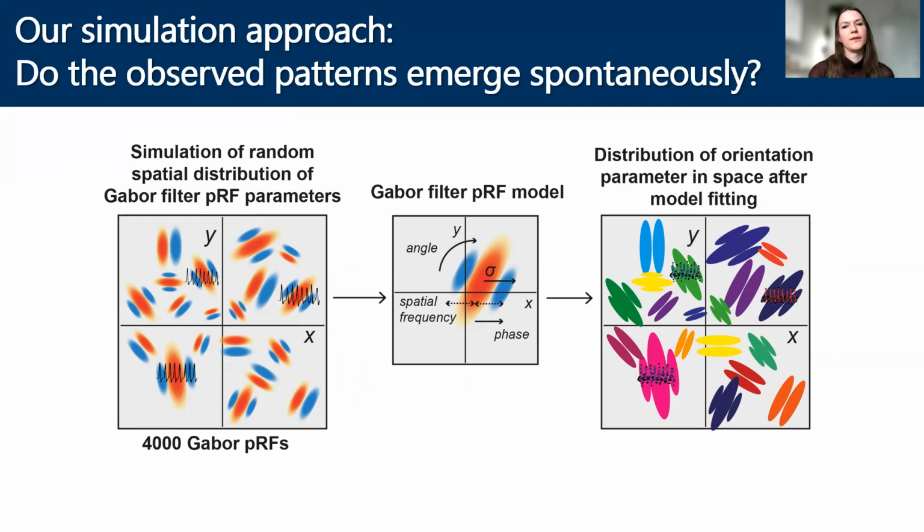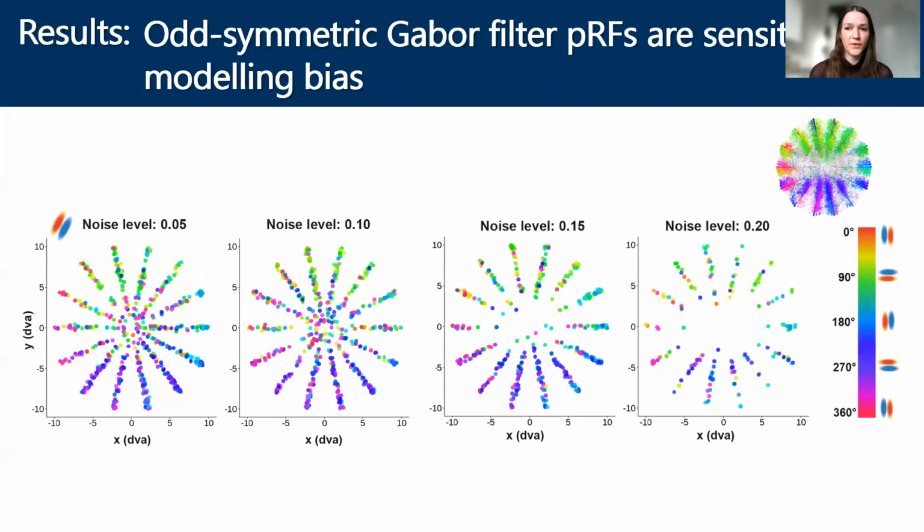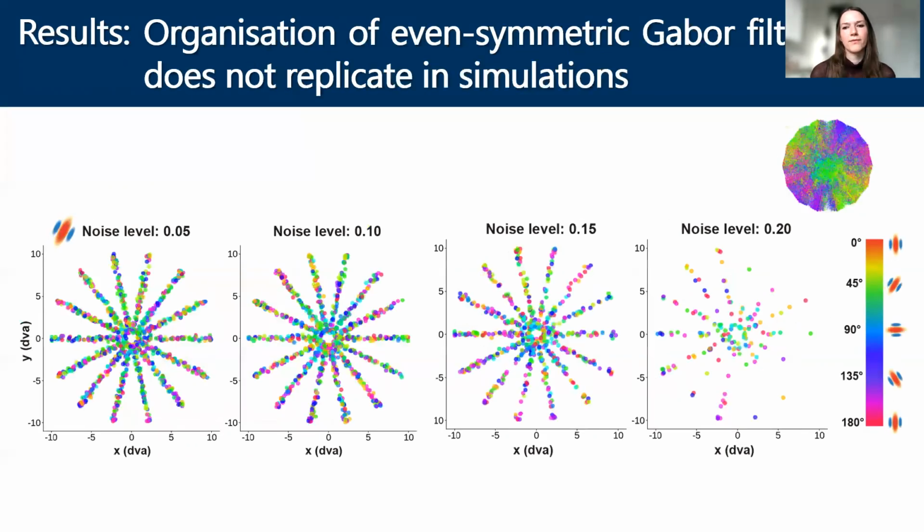And when we look at the results, we see that for the odd symmetric Gabors, we see a very similar pattern across all levels of noise, highlighting that this result seems to be sensitive to a modeling bias, while for the fits which were fitted with the even symmetric Gabors, it does not seem to be the case, highlighting that this might be driven by something physiological.